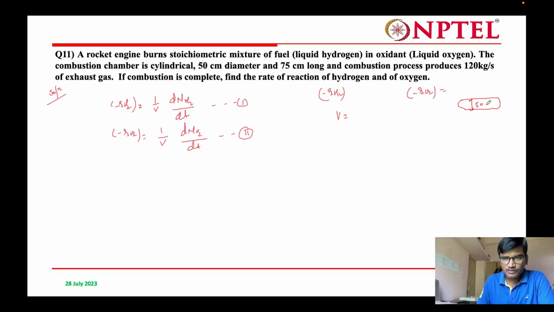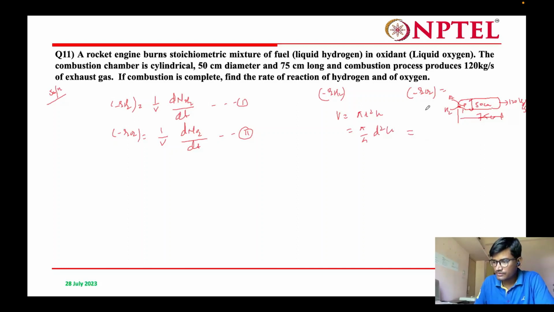50 centimeter in diameter, 75 centimeter in length. Produce 110 kg per second exhaust gas, O2 and H2. So volume of cylinder is pi by 4 D square H, which is 0.1178 meter cube.